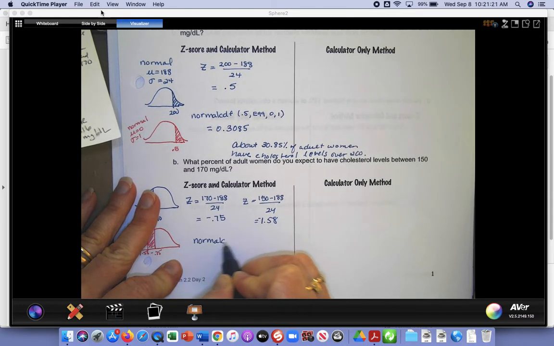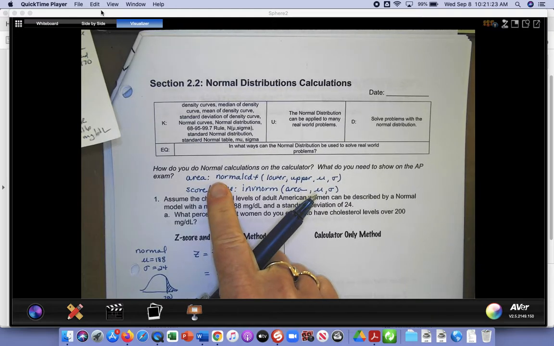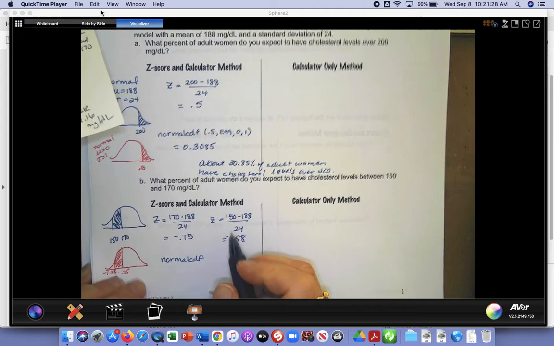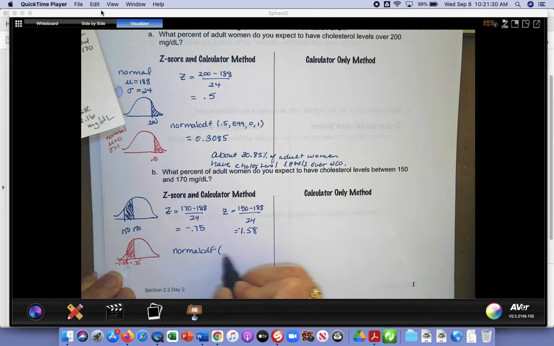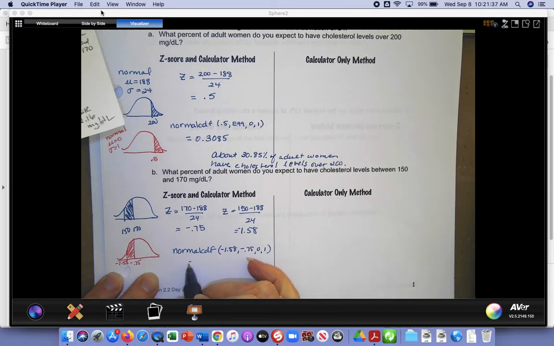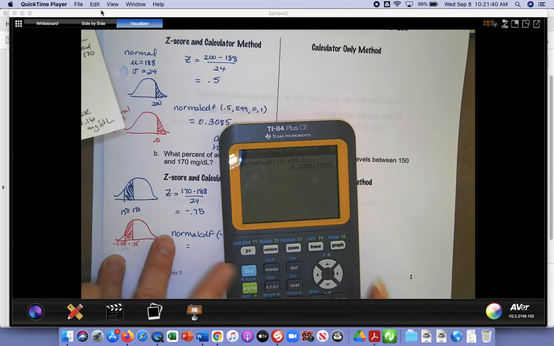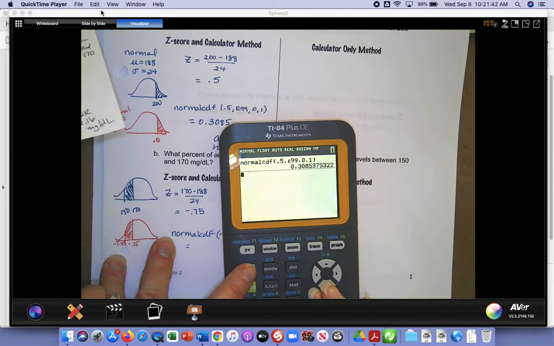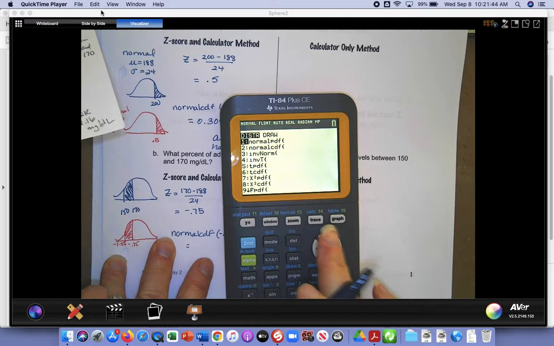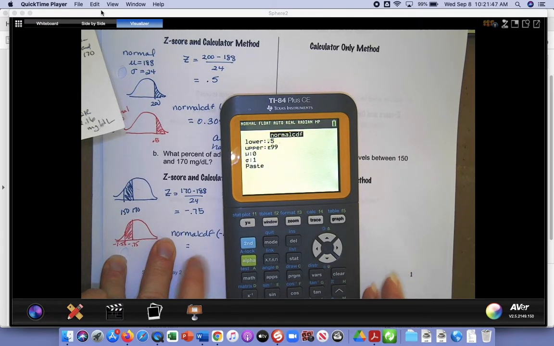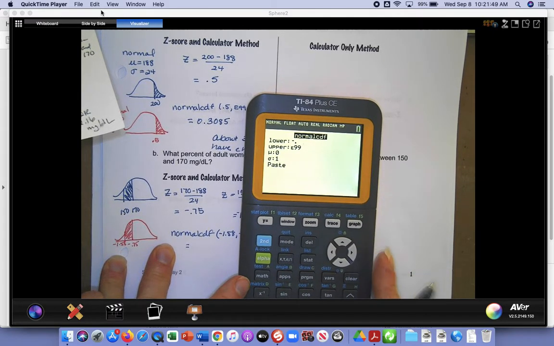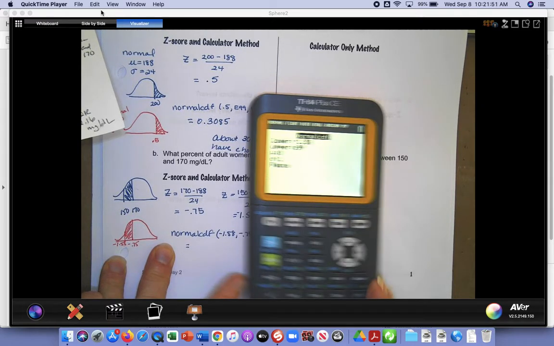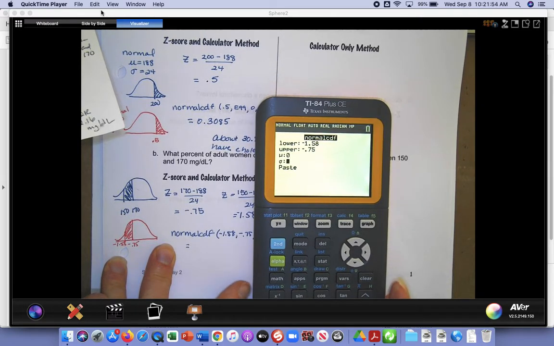Again, I have the z-scores. I am trying to find the area, so I use the normal CDF command. The lower bound of this shaded area is negative 1.58. The upper bound is negative 0.75. Again, 0 and 1 because I've converted everything to that standard normal curve. So we hit second vars. Normal CDF is number 2. Negative 1.58, negative 0.7501, paste.